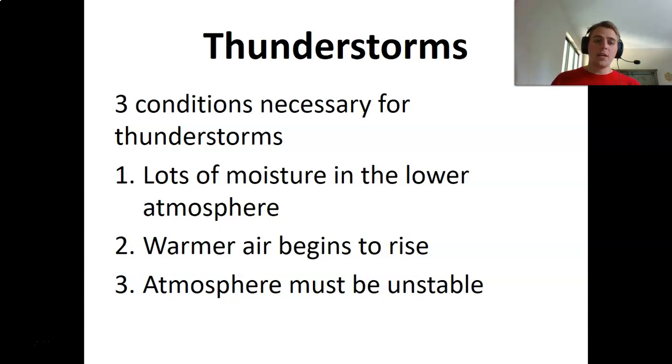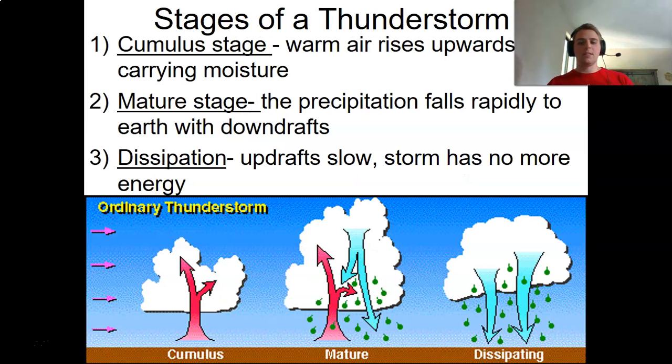Okay, three conditions are necessary for thunderstorms. Lots of moisture in the lower atmosphere, in the troposphere. The warm air begins to rise. That means that if warm air rises, it usually takes with it a lot of moisture that can accumulate into clouds. And usually the atmosphere has to be unstable. Now this will happen, if you remember from our last video, when two air fronts are coming together and you're getting a lot of turmoil in between them, or it could happen for a number of other reasons. But the atmosphere is going to be unstable in these cases.